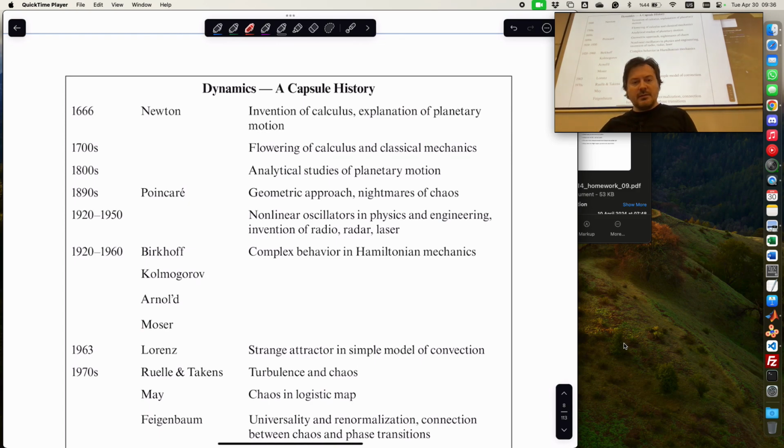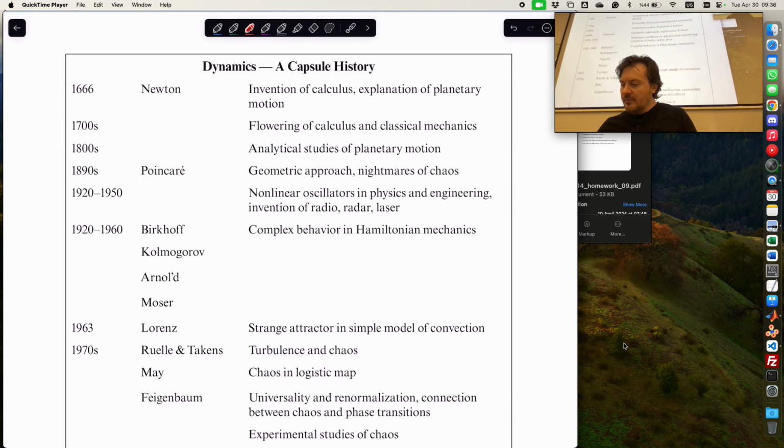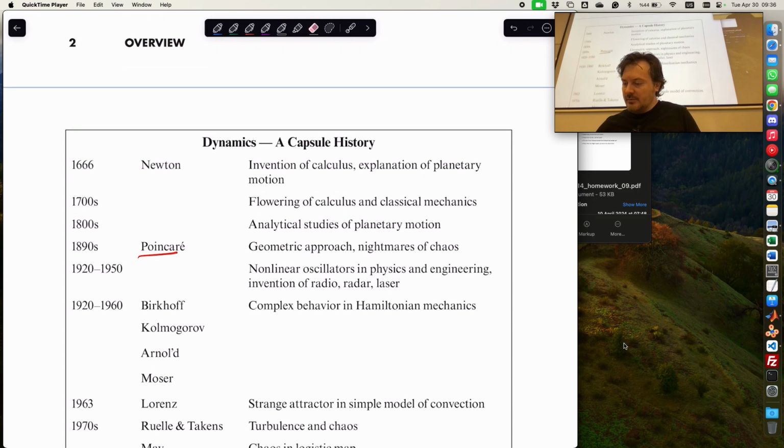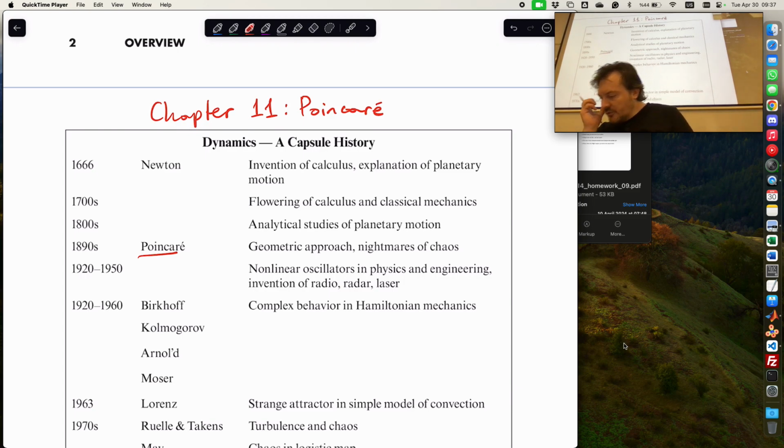So let's look at a capsule of history. Invention of calculus, explanation of planetary motion, flowering of calculus, 1700s, 1800s, analytical studies of planetary motion. Then we have Poincaré. By the way, chapter, what are we in now? 11 Poincaré. Okay. Geometric approach, nightmares of chaos, then nonlinear oscillators in physics and engineering, invention of radio, radar, laser.